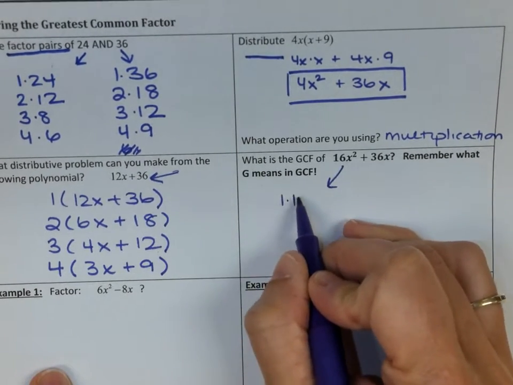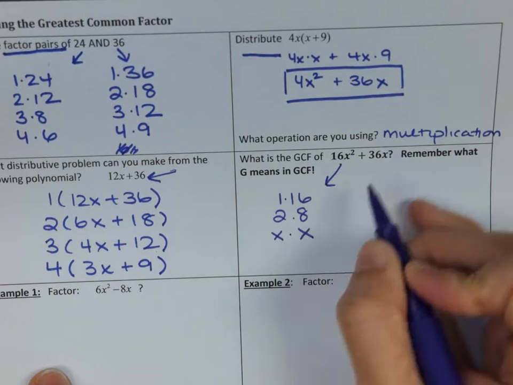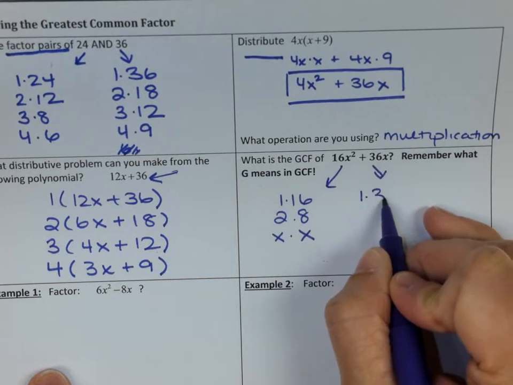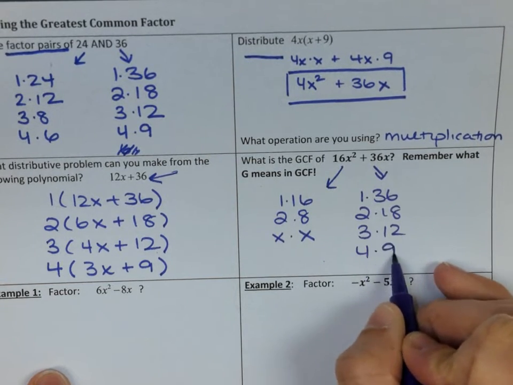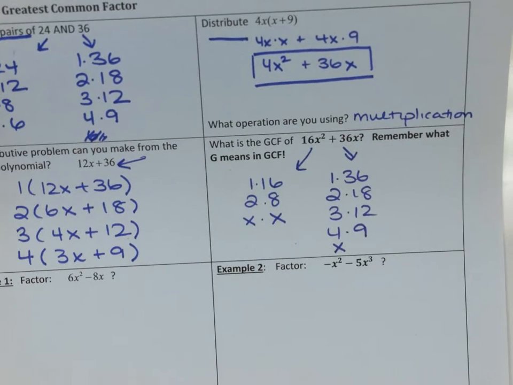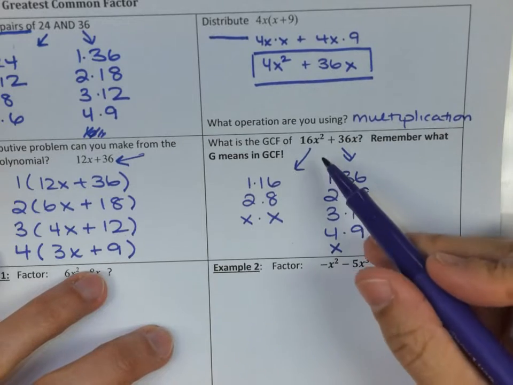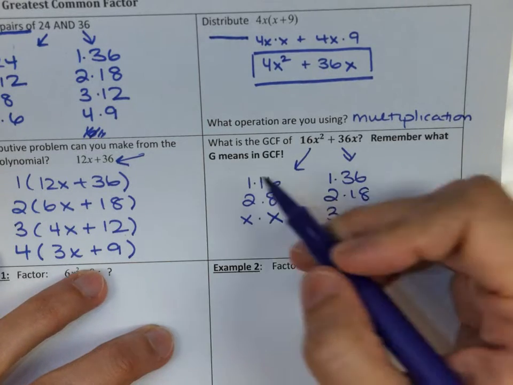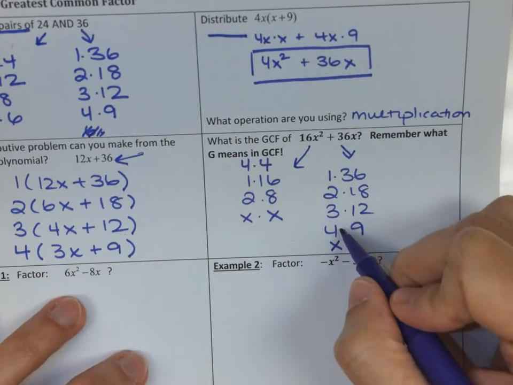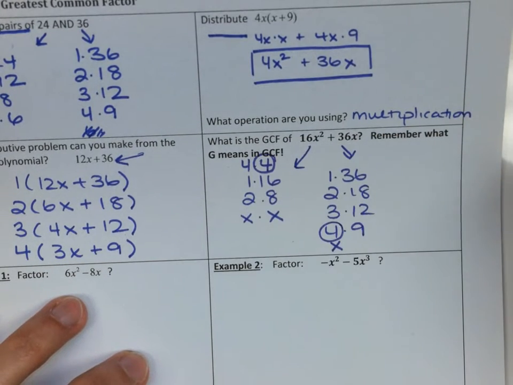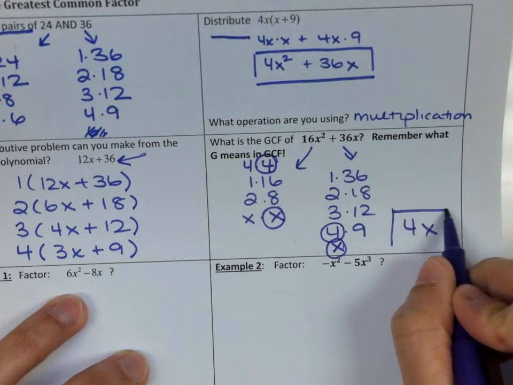Well, 16 is 1 and 16, 2 and 8. Am I missing anything? x squared is x times x. Here we have 1 and 36, 2 and 18, 3 and 12, 4 and 9, and 1x. So we're looking for the greatest common factor. What is the biggest number they have in common? It looks like the biggest number we have in common is, oh, I forgot 4 times 4, silly me. 4, it looks like. And then what else do they have in common? They have an x, so it looks like they have 4x as our GCF.